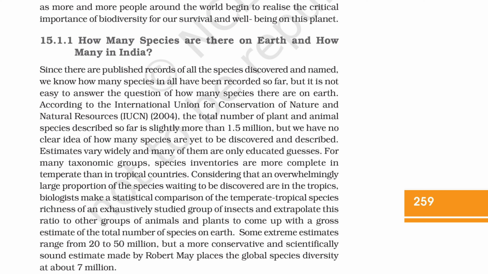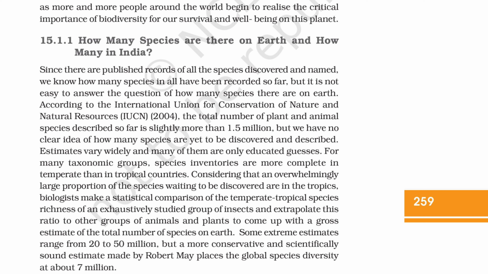Since there are published records of all the species discovered and named, we know how many species in all have been recorded so far. But it is not easy to answer the question of how many species there are on Earth. According to the International Union for Conservation of Nature and Natural Resources (IUCN) 2004, the total number of plant and animal species described so far is slightly more than 1.5 million. But we have no clear idea of how many species are yet to be discovered and described. Estimates vary widely and many of them are only educated guesses.